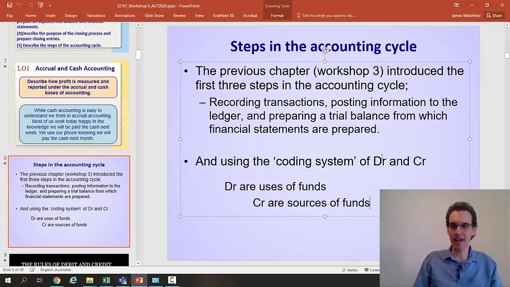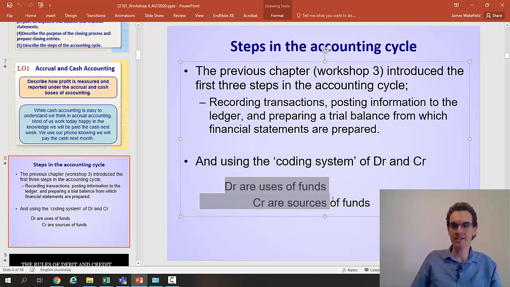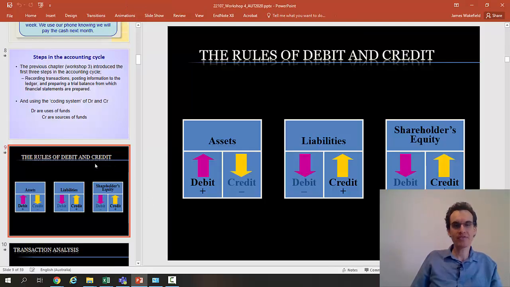Now, it's very important that at this stage you are up to speed with this coding system, that you can proficiently record accounting transactions. And if you're not at that level yet, then you really need to go along to your tutorial and ask us questions to close any gaps in your understanding. So you can effectively understand the different adjusting entries, which use the same debit and credit recording system that we cover today. So if we look at the rules of debits and credits, these are the rules here.